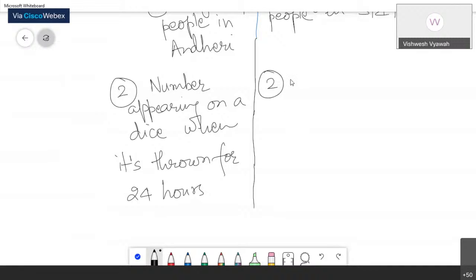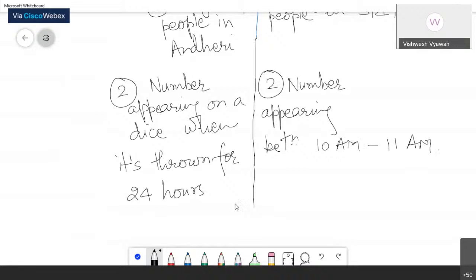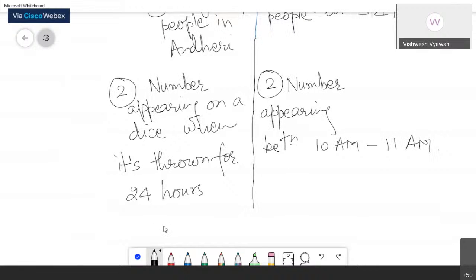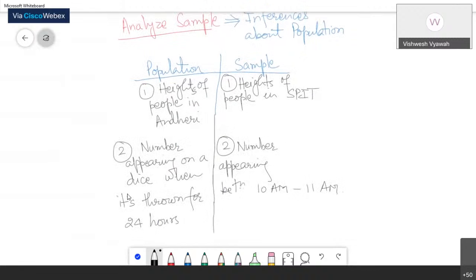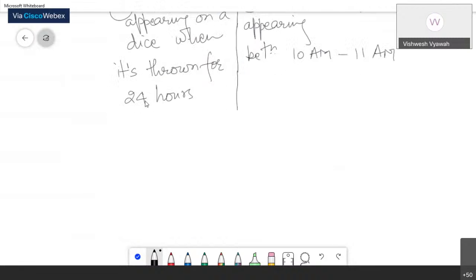The numbers appearing between 10 a.m. to 11 a.m. can be my sample. So now you have understood population and sample. Very important. We will move ahead. I am going slightly slow because we have to learn everything. These things may be preliminary and very trivial for a majority of the participants, but we will start from scratch and try to understand the things.